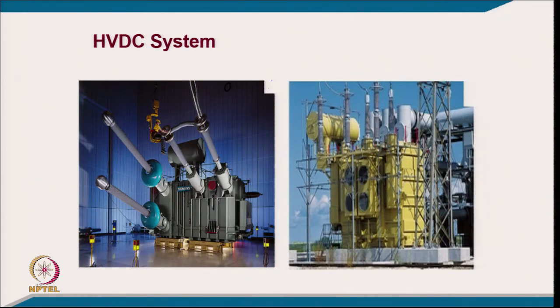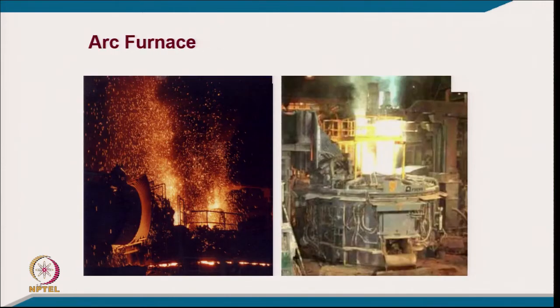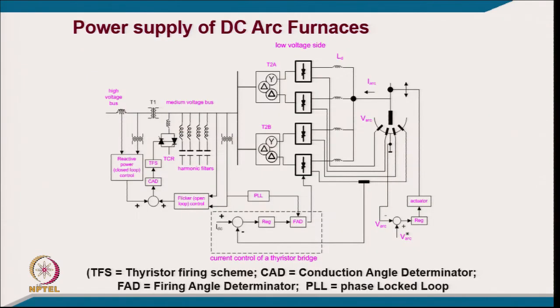Then HVDC, I mean the HVDC system, has gone even with thyristor converters up to a 6 gigawatt HVDC line. So, each converter station is of the order of that power rating, 6 gigawatt means 6000 megawatt, but of course, lower power is also there. Then arc furnaces for 3 phase, which convert AC to DC, and later you can use the DC for these furnaces, and this is the typical example of power supply for a DC arc furnace.